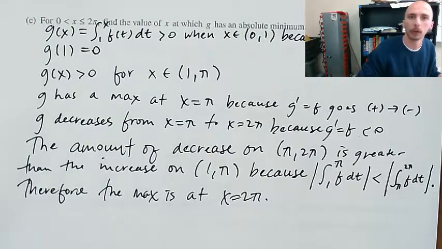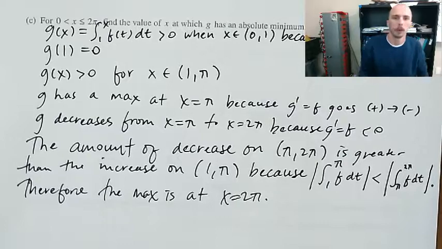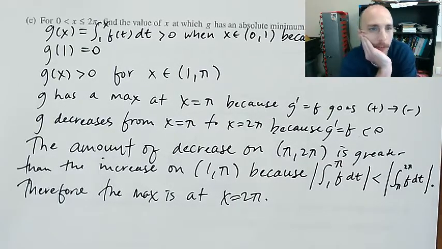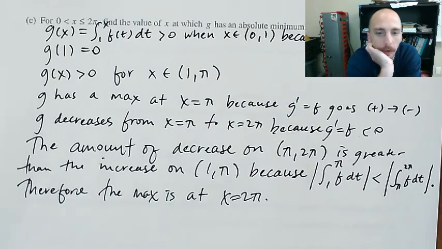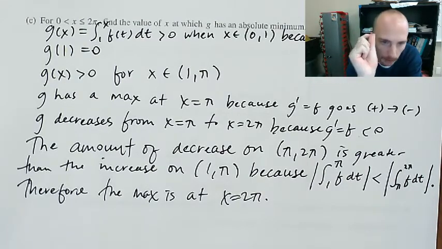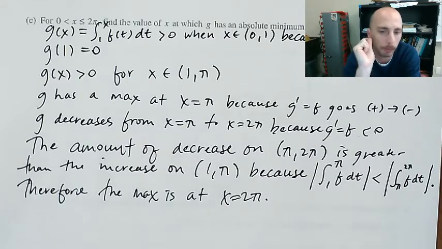So I'm going to take a second to go grab the scoring guideline. Okay, even the scoring guidelines are a little bumbling on this one, so I'm not feeling so bad about my response here. It says, for 0 to 2 pi, g prime of x, which is f of x, is 0 when x is equal to 1 and when x is equal to pi. g prime equals f changes from positive to negative only at x equals 1. The absolute minimum must occur at x equals 1 or at the right endpoint, since g of 1 equals 0 and g of 2 pi equals the integral from all of that.